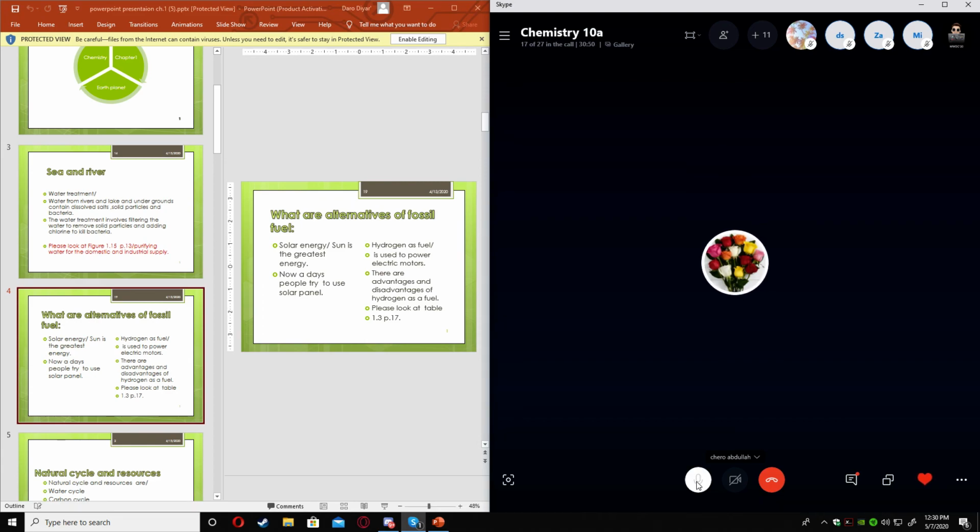Now, Daro, can you read for us on page 17 the advantage and disadvantage of hydrogen as fuel? Advantage: renewable if produced using solar energy. Second, lower flammability than gasoline, petrol. Virtually emission free. Zero emissions of CO2, non-toxic. Very good. So before we go to the disadvantage, what do you think about those advantages?